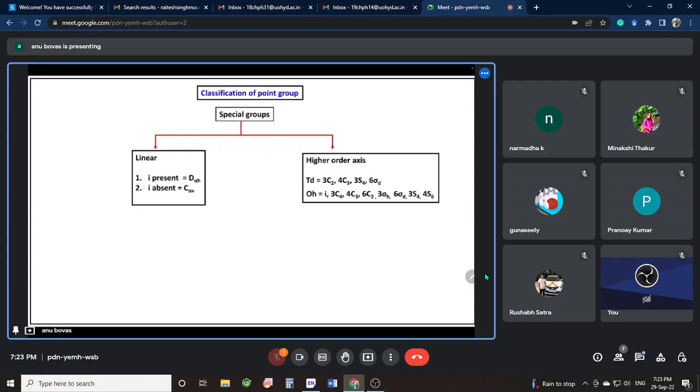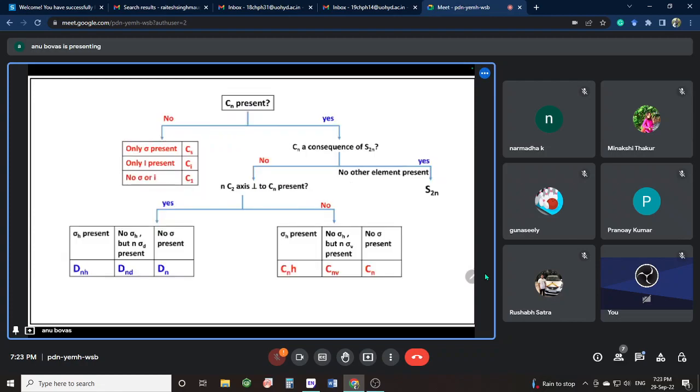If it is not a special group, then how will we find out which point group it belongs to? First of all, the question we should ask is whether Cn is present or not. If the answer is no, then we ask whether sigma is present. If sigma is present, the point group is Cs. If only an inversion center is present, the point group is Ci. If no sigma or no i is present, that means only the identity element is present. In such a case, it will be C1.